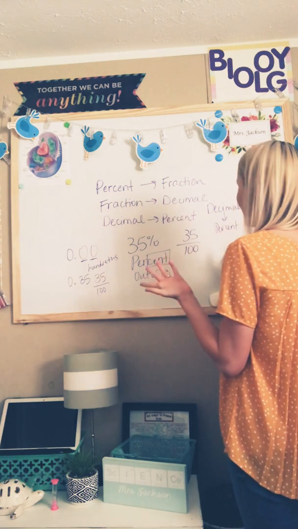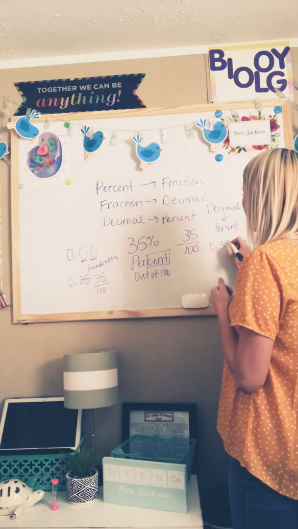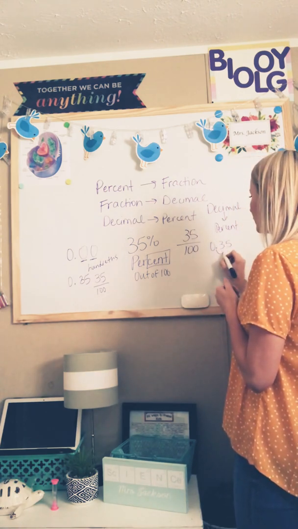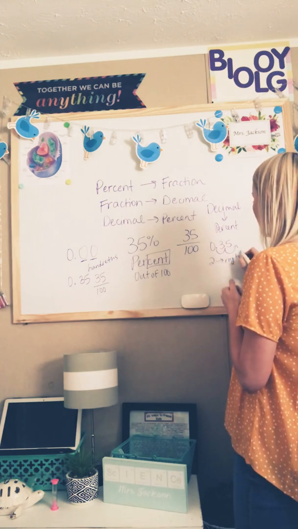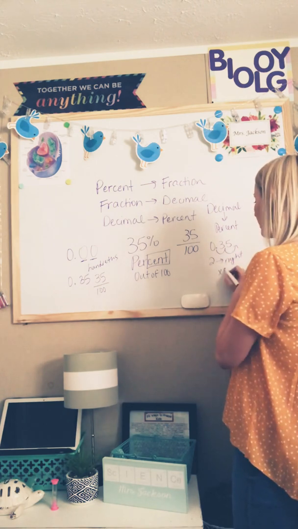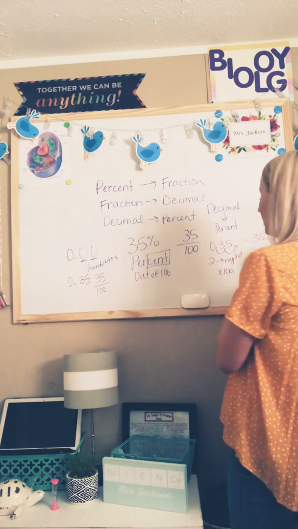And I'm going to do the exact opposite of what I did before. So if I have a decimal like 0.35, I'm going to move the decimal 2 to the right. Or I could just multiply 0.35 times 100 and it'll give me 35, and I add the percent sign.